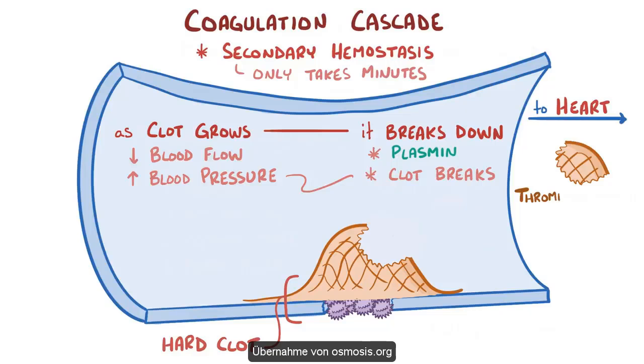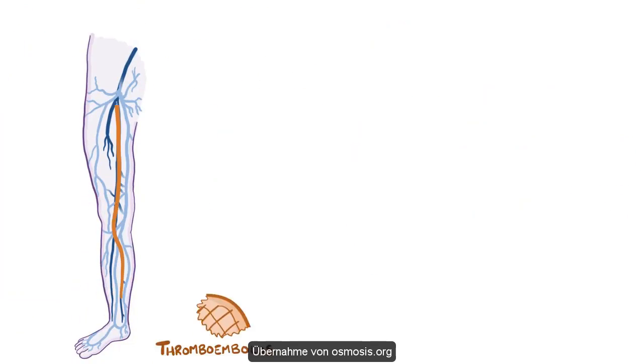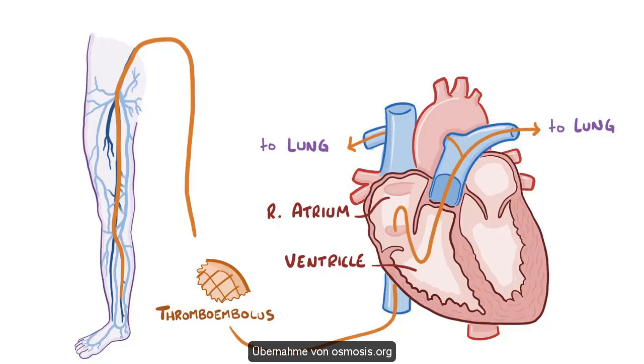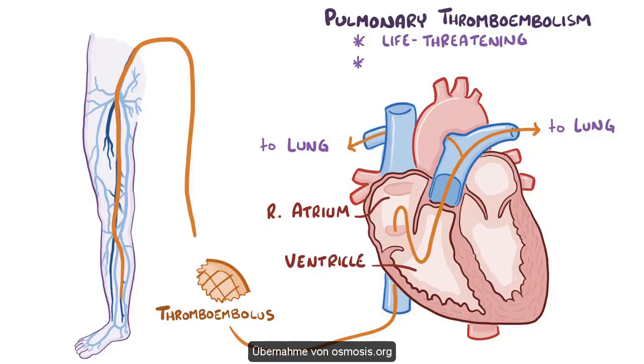When that happens, a thromboembolus, which is a blood clot on the move, can move from the spot of clot formation and get into the right atrium, and then into the right ventricle and get pumped into the lungs where it can get lodged someplace, causing a pulmonary thromboembolism. This is a life-threatening situation because it literally blocks blood from getting into the lungs to pick up oxygen.